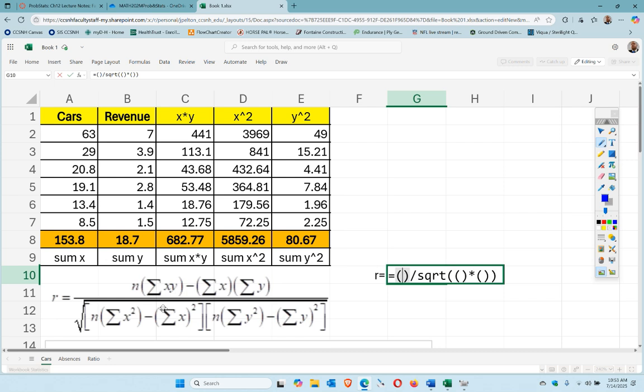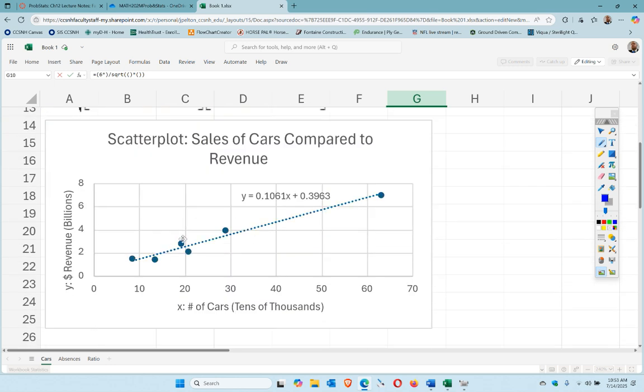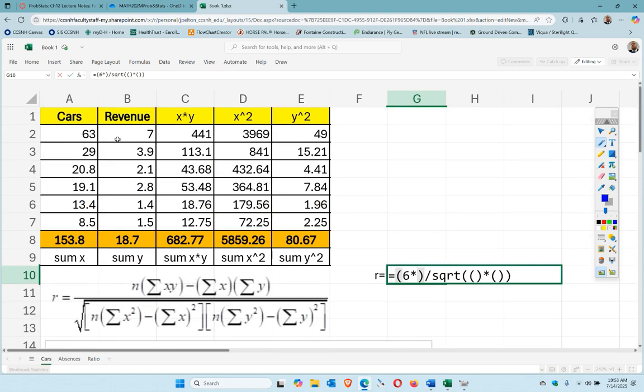So if I go to the numerator, it says n, so I have 1, 2, 3, 4, 5, 6. A lot of students will say 12 because there's 6 of these and 6 of these, but each of these makes a coordinate. (63, 7) is a coordinate in the graph, right? If you look on the graph, there's only 6 points, because each pair makes a point. And then I just click it after that.